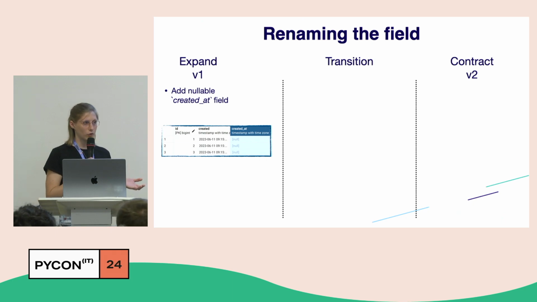Okay, so as before, in the expand phase, we need to add a new label, a new created_at column.